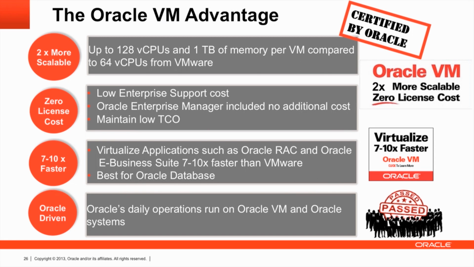For example, the hypervisor is actually architected so that it supports up to 128 virtual CPUs. What that allows you to do is get a lot more scalability for enterprise workloads out there, which is basically two times more scalable than what you would get with VMware.